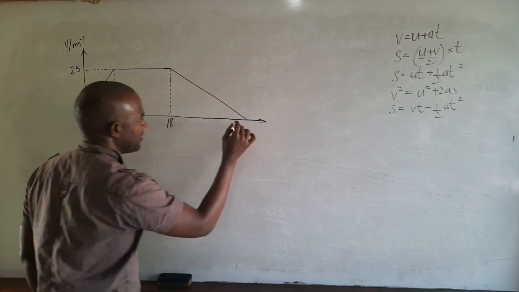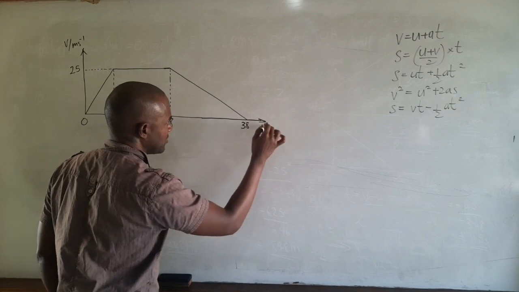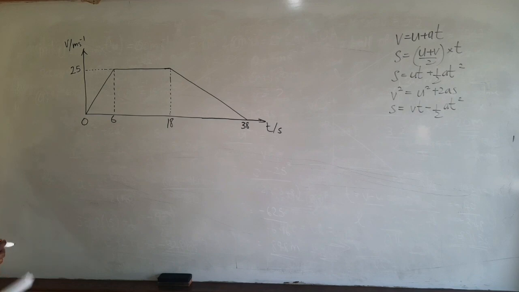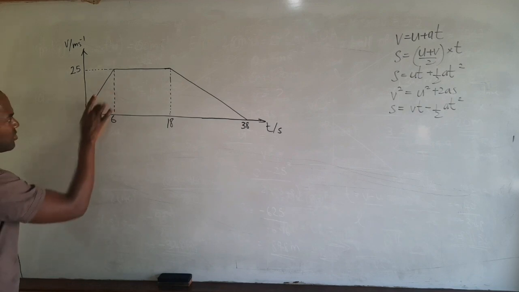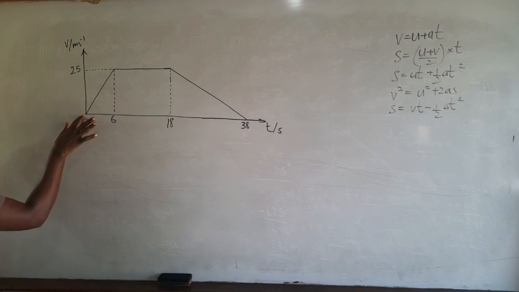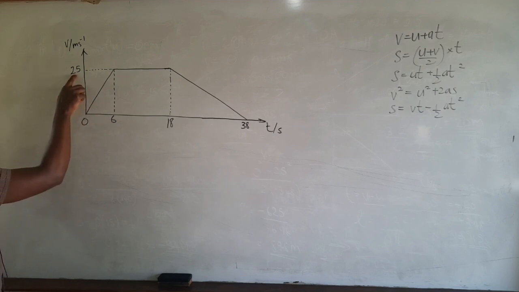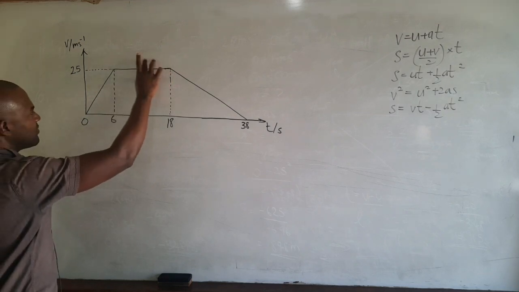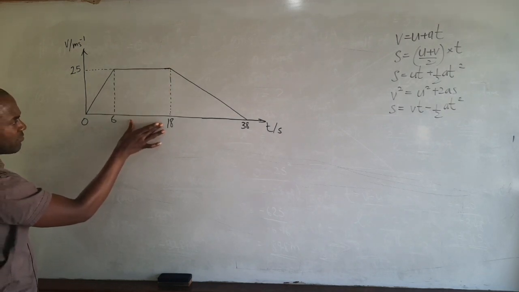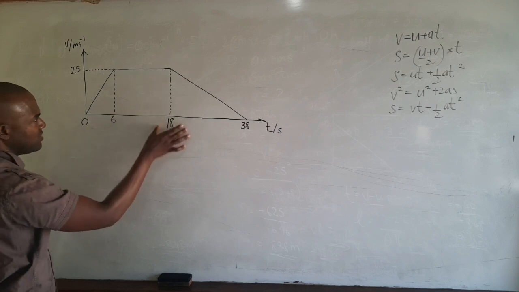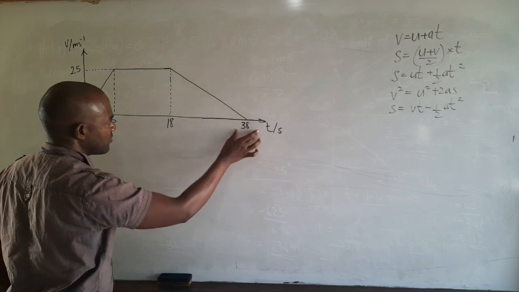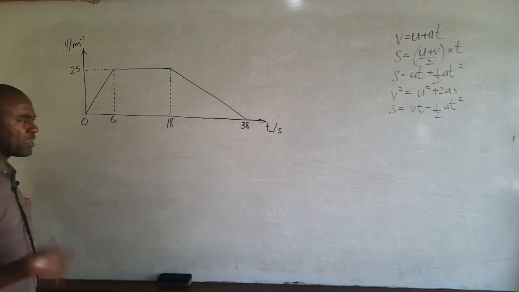Right? So this value here would be 38. So this is t in seconds. And that's basically the graph of the car's motion. So again, let's describe it. So this region, it accelerates uniformly from rest to a velocity of 25 meters per second in a time of 6 seconds. It maintains this velocity for a further 12 seconds, so up to 18, after which it decelerates uniformly to rest, coming to rest 38 seconds after it began its motion.